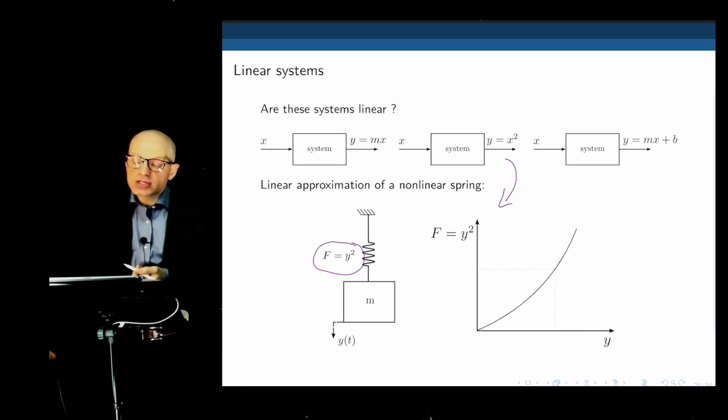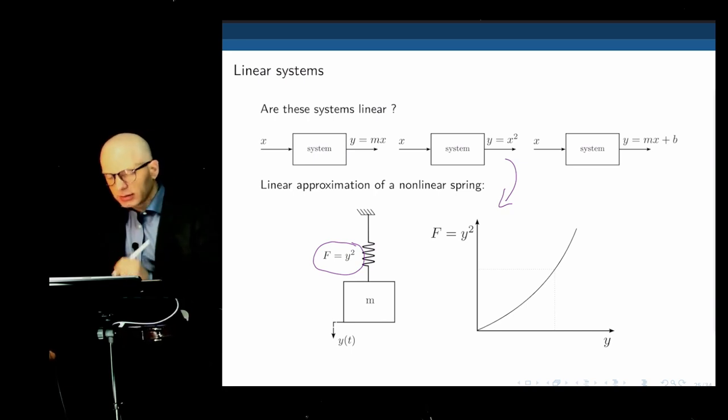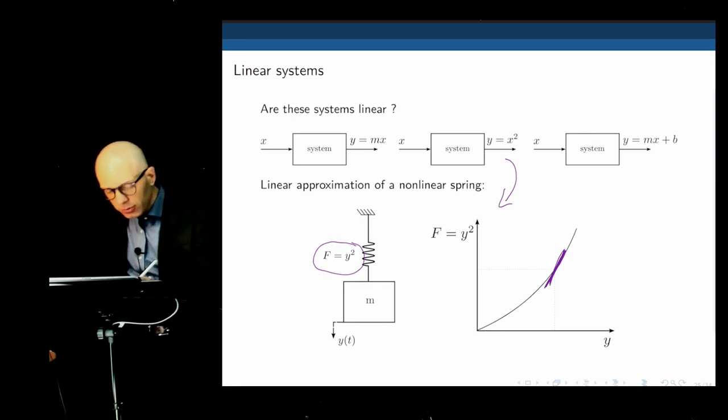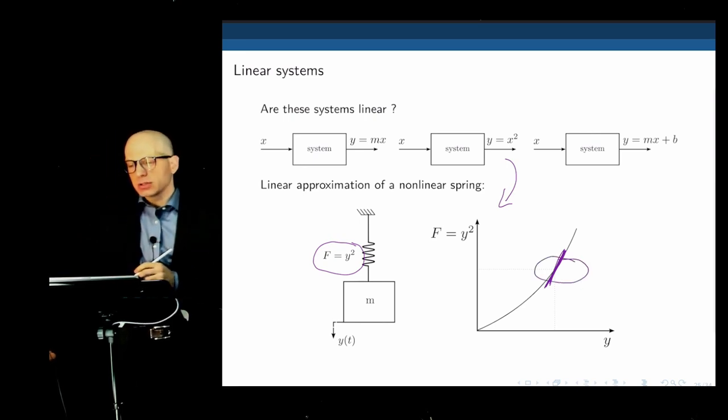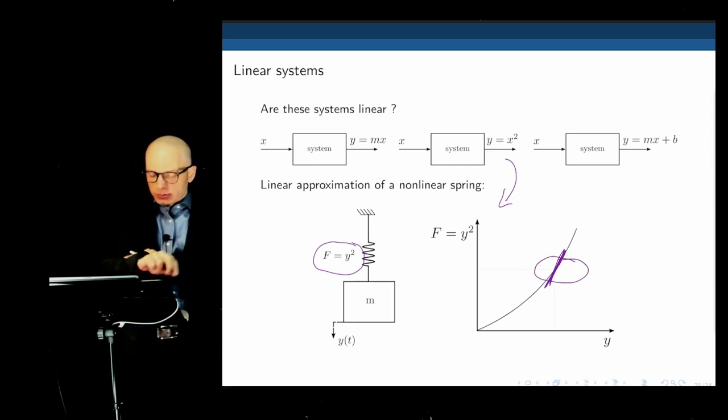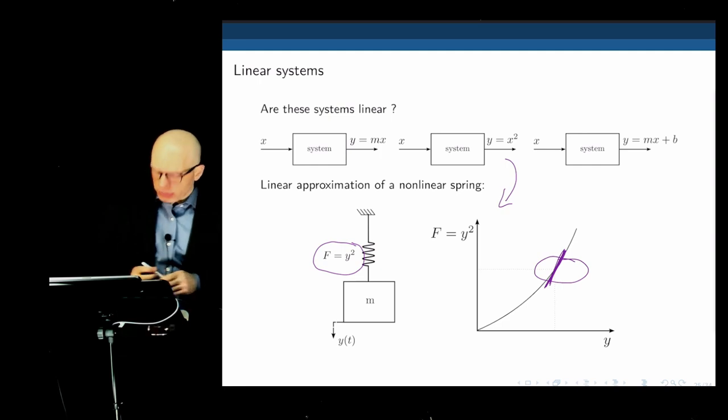And of course, this is not linear. This is exactly the model in the middle here. But we could, instead, use an operating point right in the middle, and then assume that around this operating point, the system is linear. It would be a fair approximation only around that specific operating point.